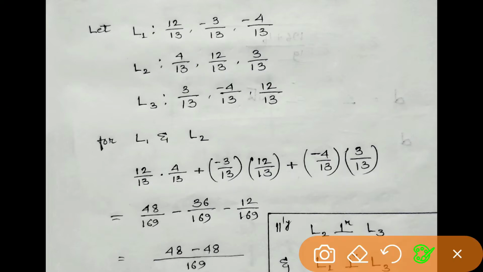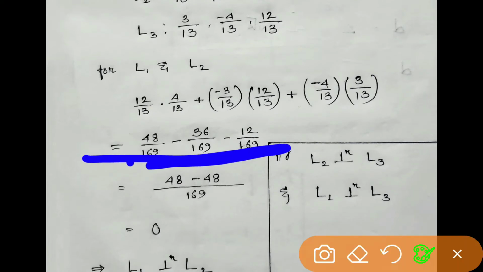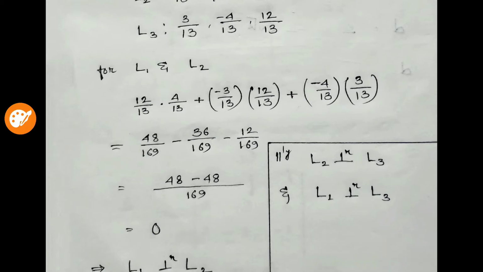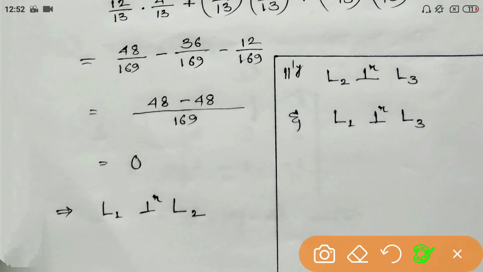Okay, so you can see I have written here, and when you multiply them, you will get this. You should be clear with the calculations. Okay, don't be confused with the calculation. I know you know the calculation. So I proved that this is equal to 0, so I can say L1 is perpendicular to L2. So I hope you understand. So similarly you have to prove L2 perpendicular to L3, L1 perpendicular to L3.